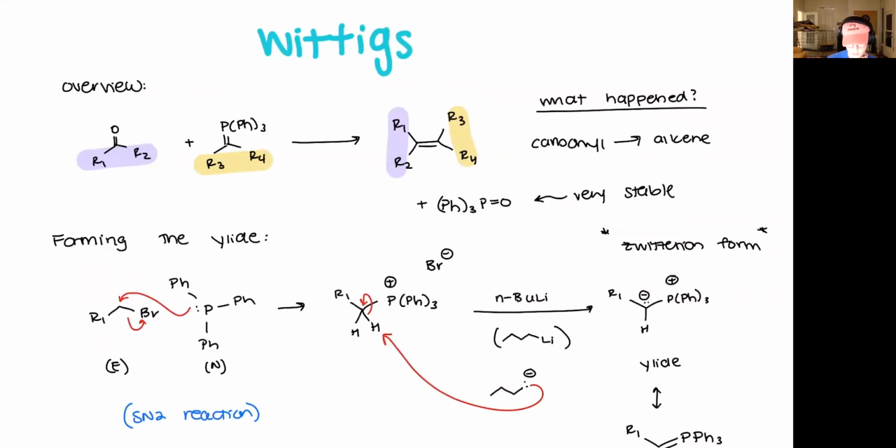We will also get this molecule right here, Ph3P double bonded to O, and the P double bonded to O bond is very stable, which is a good thing.